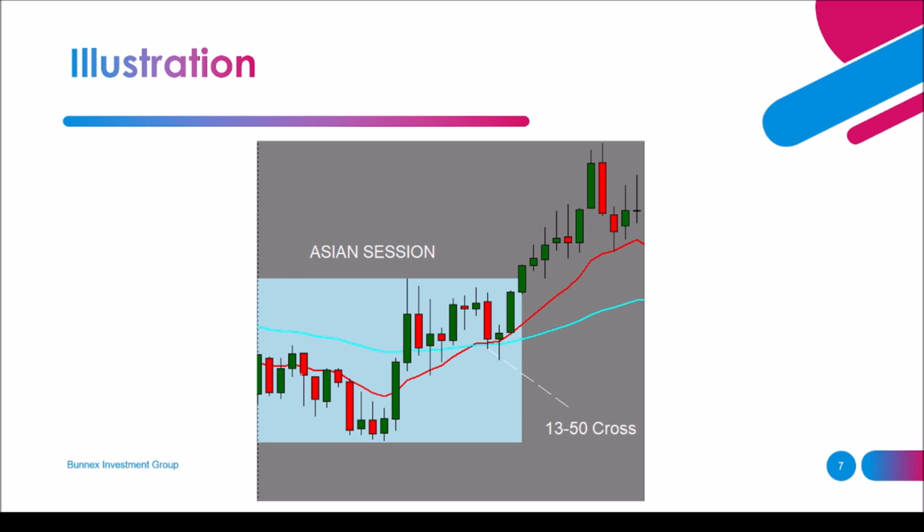In this particular case, the Asian session was not trending as we always expect it to. In this case, we can see the 13 EMA in red and the 50 EMA crossing in the upward direction. And this will give us a short-term bias of an upward move, equal to buy.